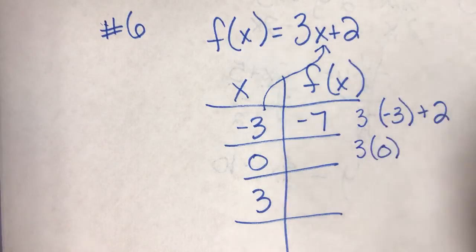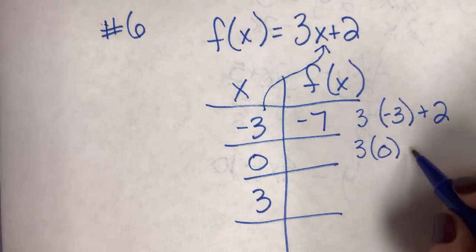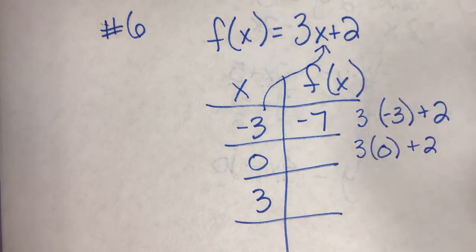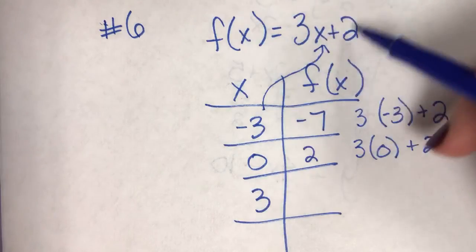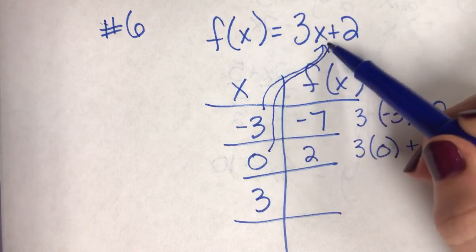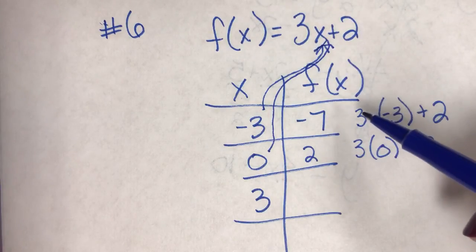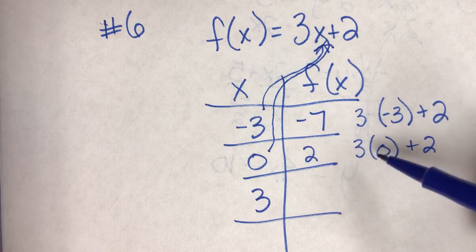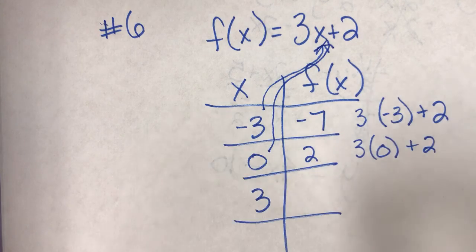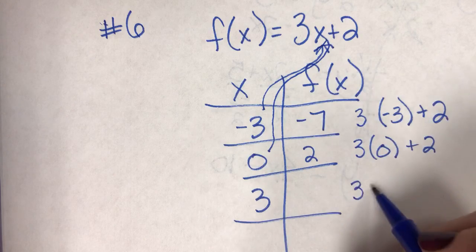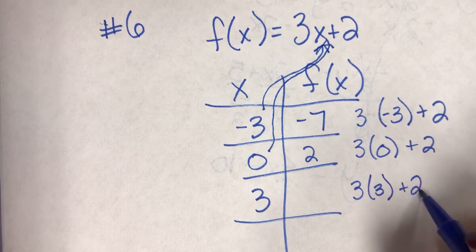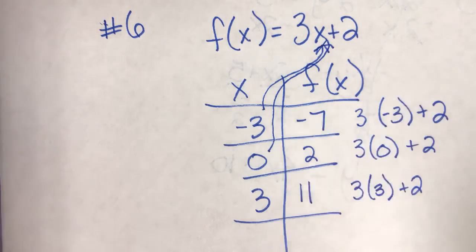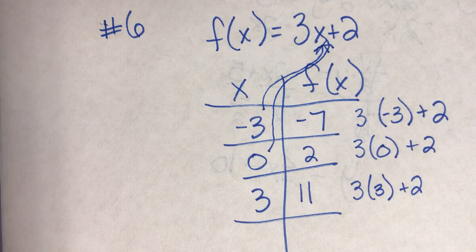Okay, then I'll say 3 times 0, which is 0, plus 2, which is 2, right? I'm taking this exact same thing up here, but now I am just plugging in 0 instead. So now instead of saying 3 times x, now I'm going to say 3 times 0 plus 2. And then I'm going to repeat that process again, except now say 3 times 3 plus 2. And so I should have typed in output values of -7, 2, and 11.